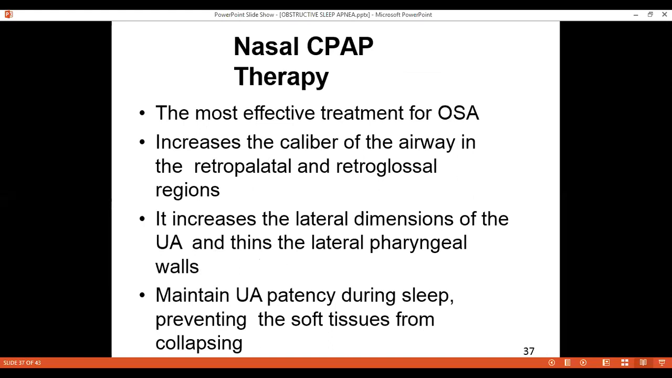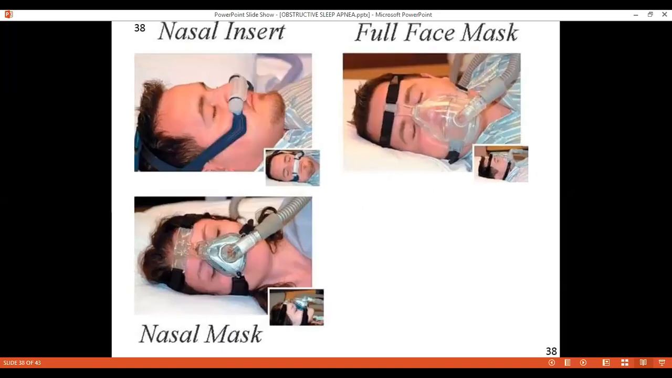It increases the caliber of the airway in the retropalatal and retroglossal regions. It increases the lateral dimension of the upper airway and thins the lateral pharyngeal walls, and it maintains upper airway patency during sleep, preventing the soft tissues from collapsing. This is a picture showing the nasal insert, full face masks, and the nasal masks.